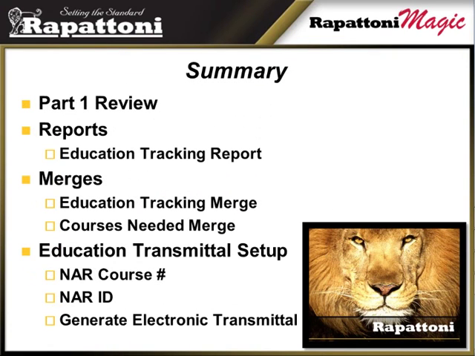So that's pretty much the content. Let's go ahead and summarize. We covered part 1 of the review, where we reminded you of the process, where we created tracking, updated tracking, as well as criteria. And then we went to reports, where we specified the education tracking report, as well as the different merges, letting your members know what courses they need to take, whether it be ethics or designations. You can send a merge out there. And then education transmittal setup.